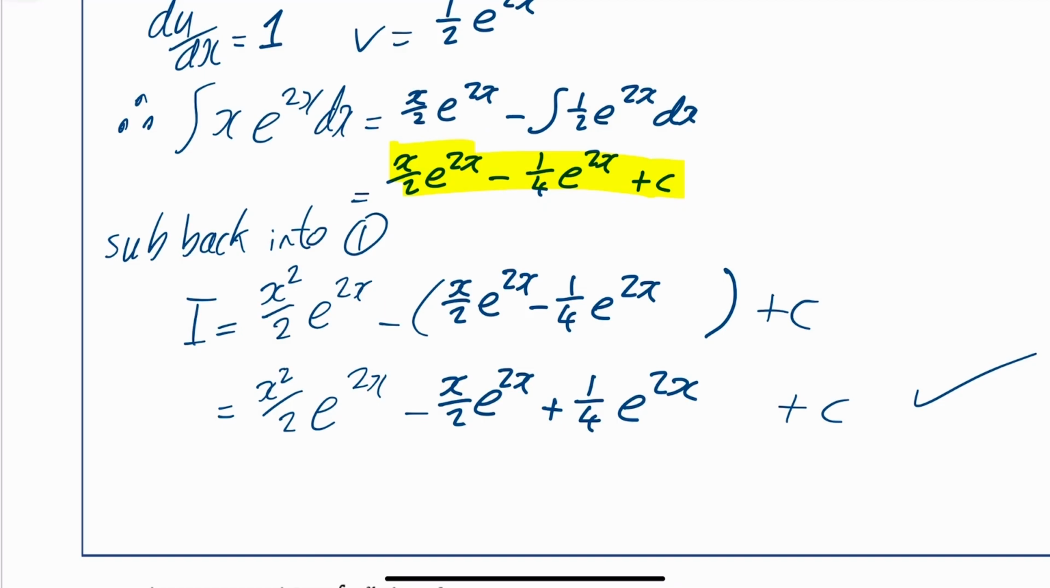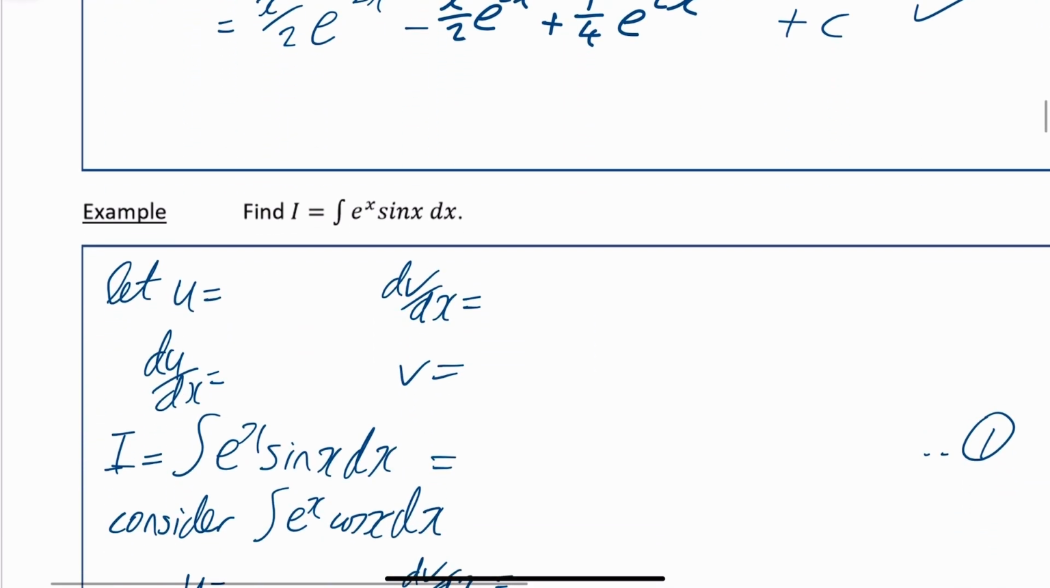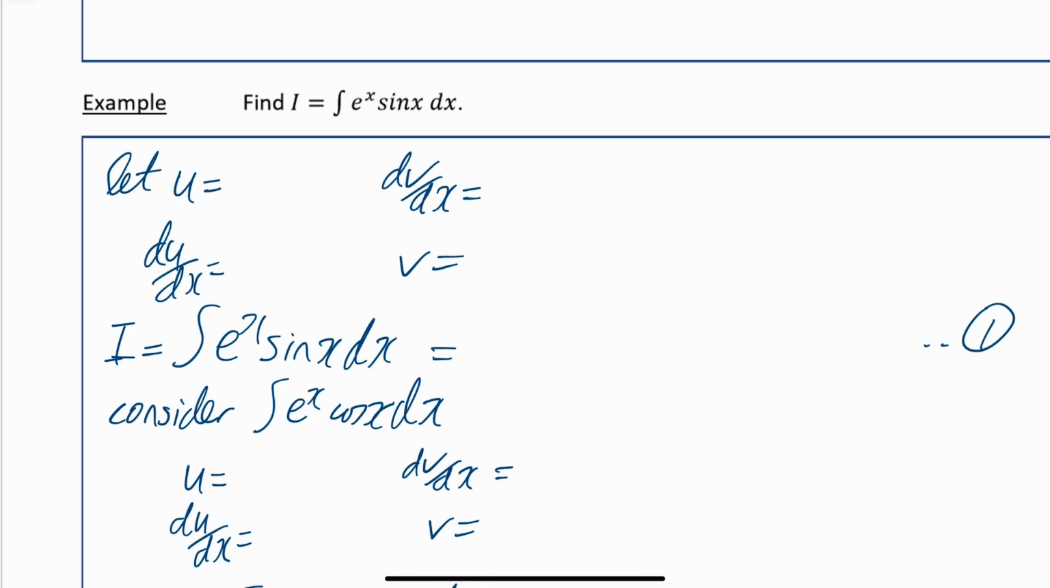Okay, you could maybe pull an e to the 2x outside a bracket here. I wouldn't bother. I think that's fine, unless it's a show that question. Show that the answer is e to the 2x upon whatever it's going to be, or maybe it's going to be 1/4 e to the 2x. That's probably more likely what they would do. But unless you have to, you're going to get the marks for this. Okay, next one. We've got 2 more to go here, I think.